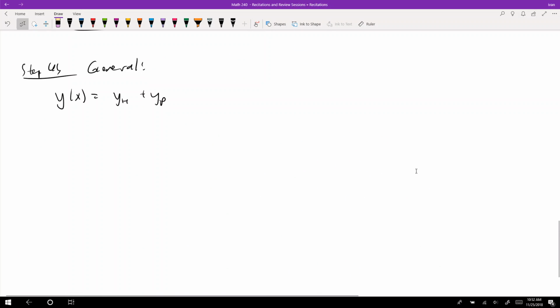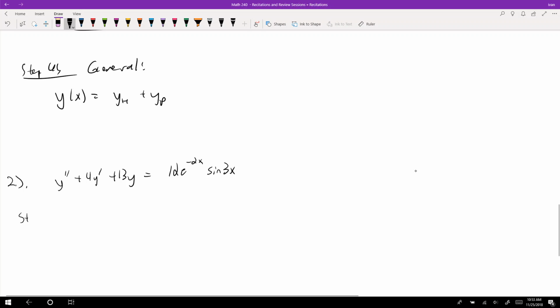So let's take a look at an example where you can get baited into using annihilators, where complex-valued trial is actually the correct way to do the problem. So the second problem, we'll take a look: y double prime plus 4y prime plus 13y is equal to 12 e to the negative 2x sine 3x.